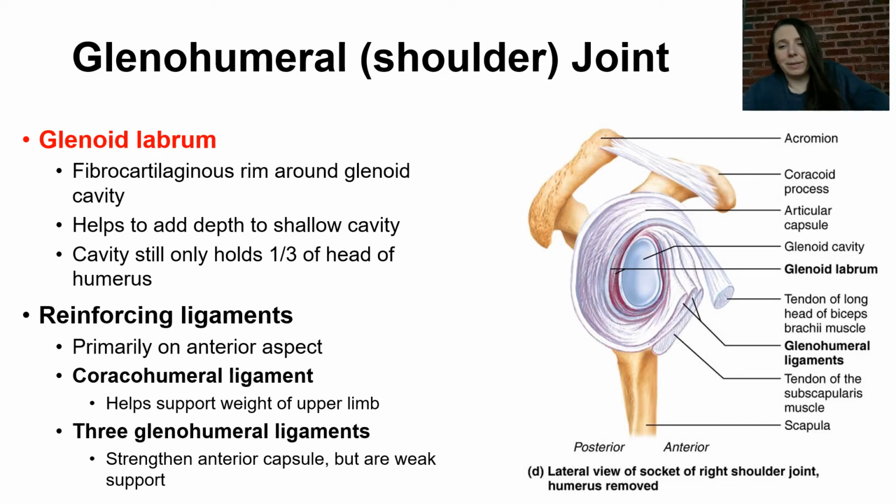So some other parts of the shoulder joint that are important to know and understand are the glenoid labrum, first and foremost, and this is the fibrocartilaginous rim that's going to be right along the glenoid cavity. So this picture is showing you the scapula from, so not from an anterior, not from a posterior, but you're kind of looking at the scapula like this.